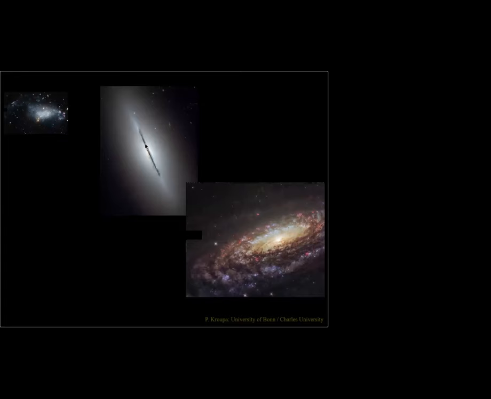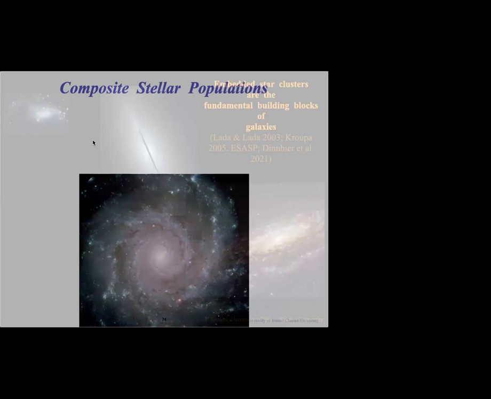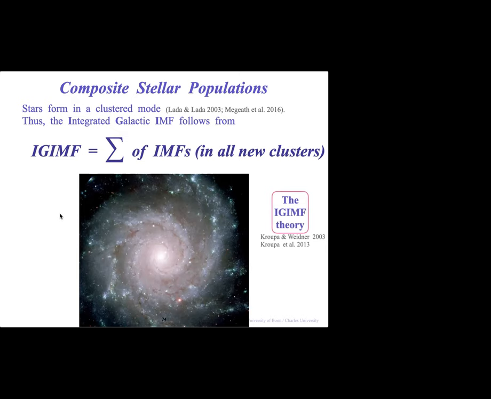So in these galaxies, stars form in embedded clusters. Exclusively. And so the embedded star clusters are the fundamental building blocks of galaxies. And this allows us a computational handle on how to calculate the IMF of a whole galaxy, the galaxy-wide IMF. What we do is we say that stars form in a clustered mode, they form in embedded star clusters, as is observed in nearby clouds. And the integrated galactic initial mass function then follows just by saying that we sum up all the IMFs in all the little clusters. So the IGIMF, the IMF of the whole galaxy, is just the sum of all the star formation events. That's a trivial statement, but mathematically incredibly interesting and very powerful. So this is the IGIMF theory, which was formulated by myself and student Carsten Weidner at that time, 2003.